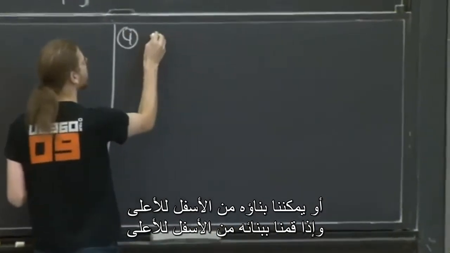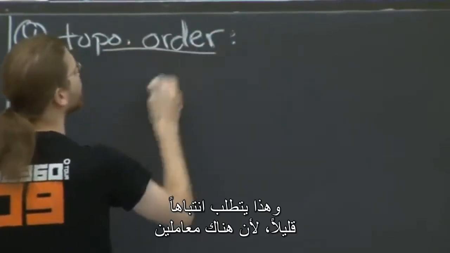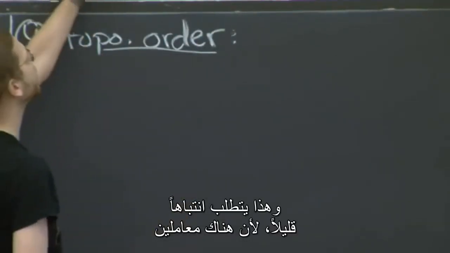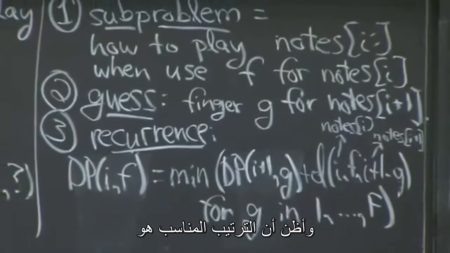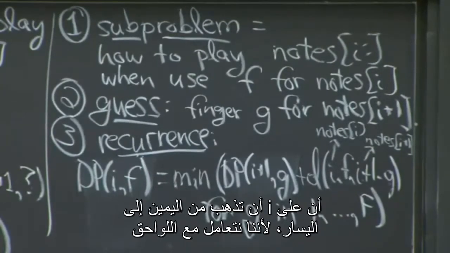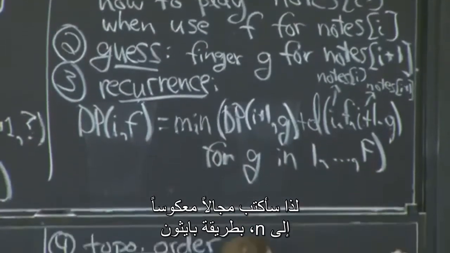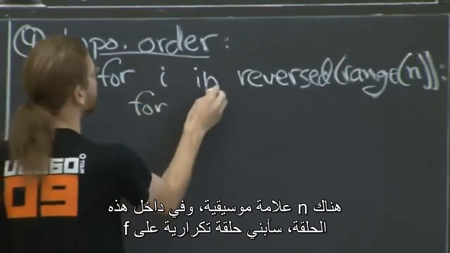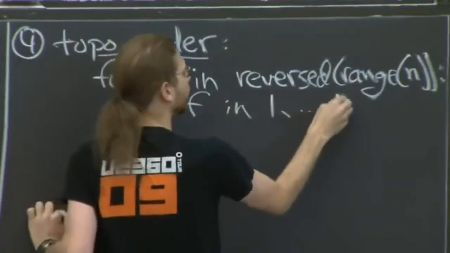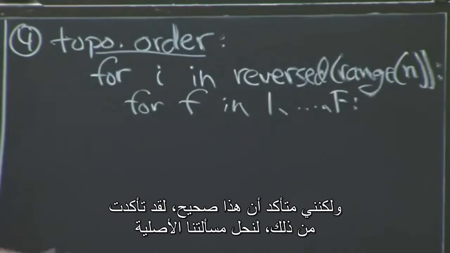If you're building it bottom up, you'd want to know a topological order. This requires a little bit of care, because there are 2 parameters, so it's going to be a for loop over those 2 parameters in some order. I believe the right order is for i to go from right to left, because this is suffixes. So I would write reversed range n in Python. There are n notes. And then within that loop, I would do a for loop over f. If you reverse the order of these for loops, it would not be in the right order, pretty sure. But this one will work.